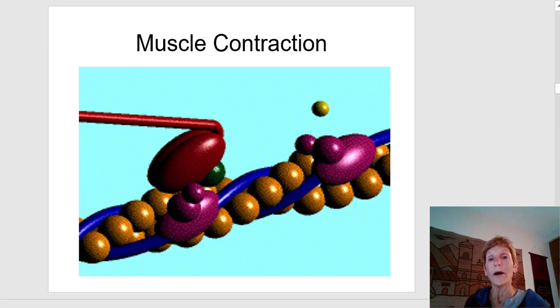Last time we were talking about different types of muscles, focusing on skeletal muscle, and we're going to continue today talking about skeletal muscles and how they contract.